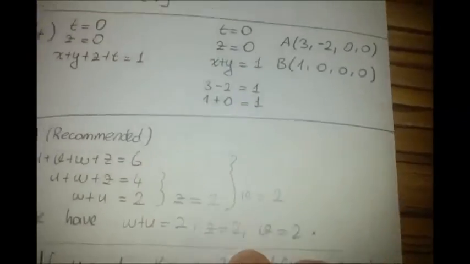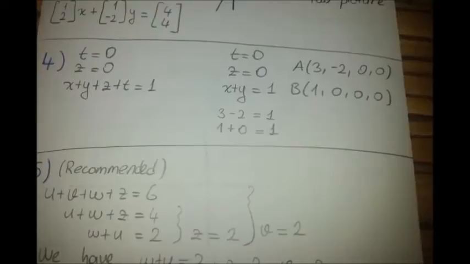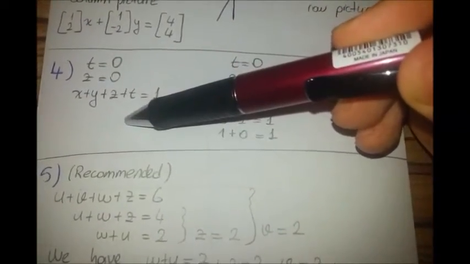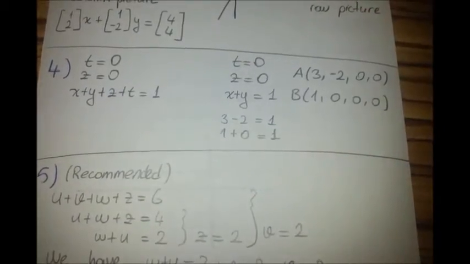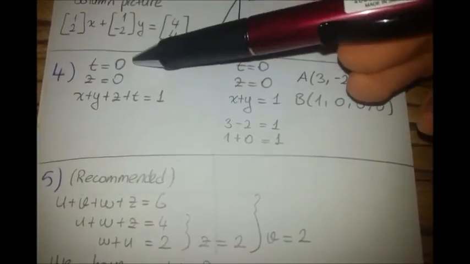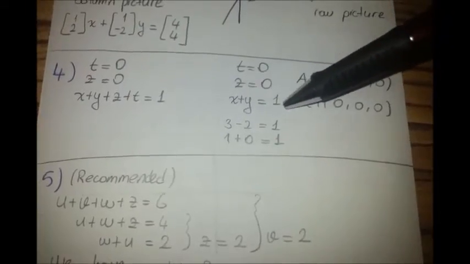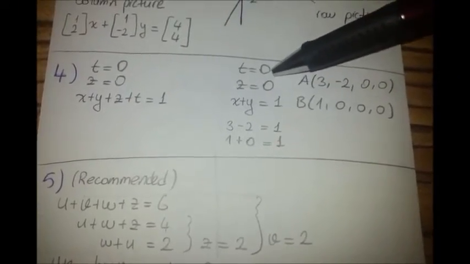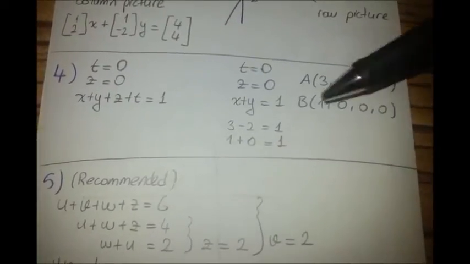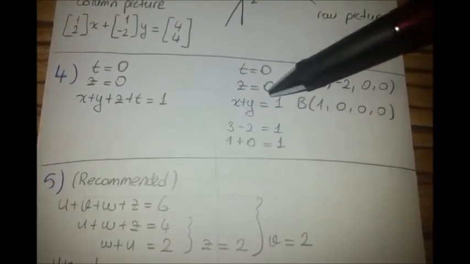In question 4, it says find 2 points on the line of intersection of the 3 planes. These are 3 planes, and we are asked to find 2 points on those lines. So it's already decided t is equal to 0, z is equal to 0, x plus y is equal to 1. So this gives me a line, right? This is 0, this is 0. These are points in 4-dimensional space. But this indicates a line. So I can choose any points on that line.